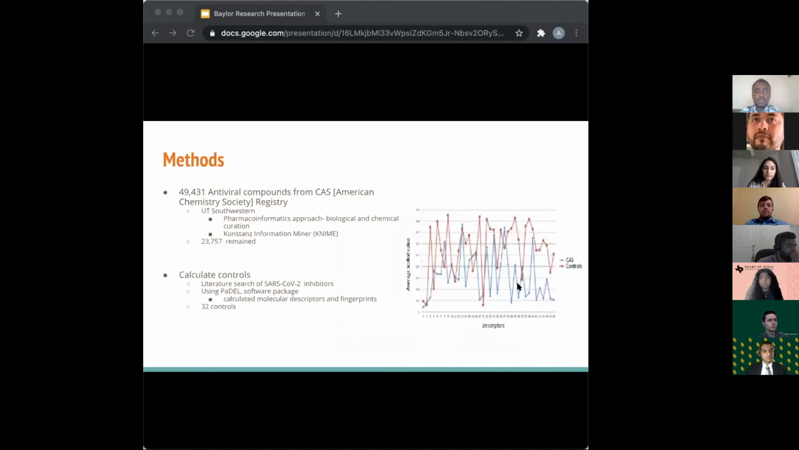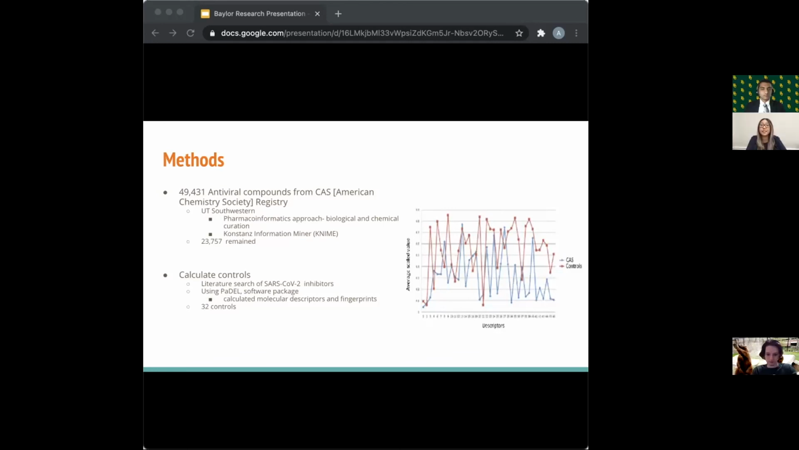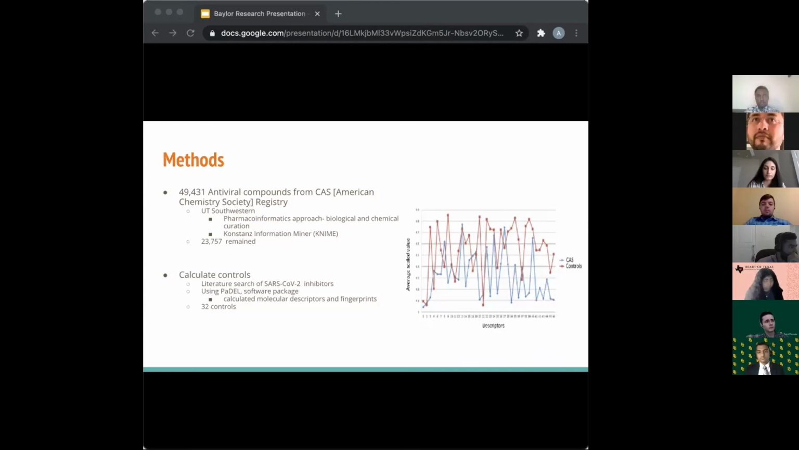To begin our research, UT Southwestern took a pharmacoinformatics approach to curate 49,431 antiviral compounds with antiviral activity or structural similarity to known antivirals from the CAS registry using Constance Information Miner. In order to identify potential compounds as possible inhibitors of the virus and establish a set of controls to be compared against the CAS dataset, a literature search was performed to identify antiviral compounds with potential activity against COVID-19. And 32 control variables were then identified through calculating molecular descriptors and fingerprints done by UT Southwestern.